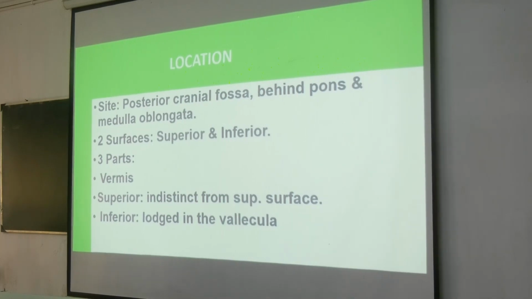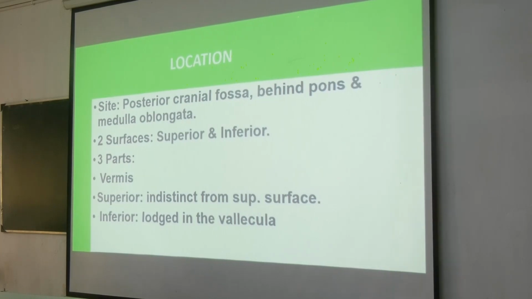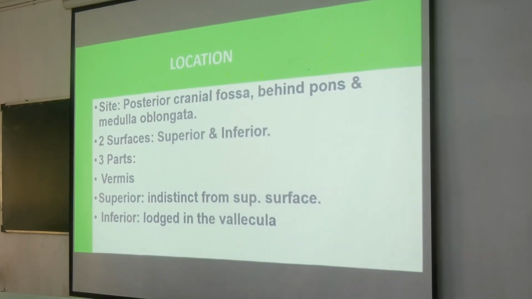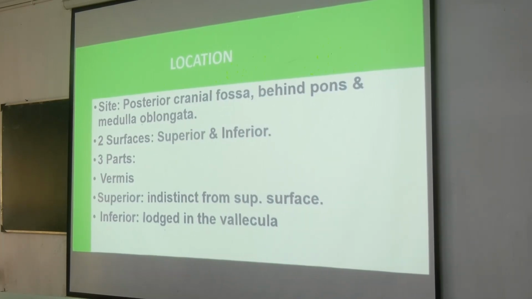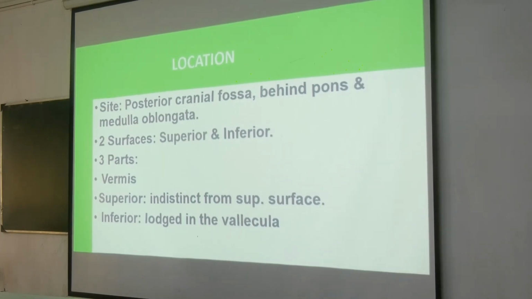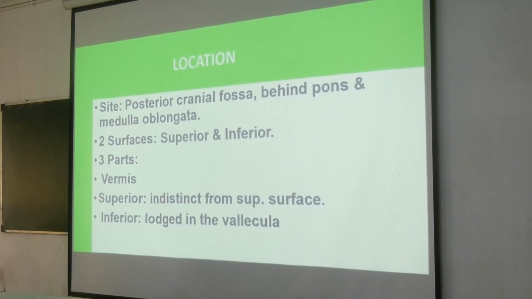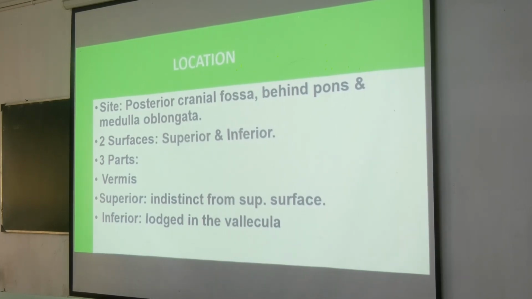It has two surfaces, superior and inferior, with three parts connected by the vermis. Superiorly it is indistinct from the superior surface; the inferior surface is lodged in the vallecula. Which one is the vallecula? Not the vallecula of the oral cavity; this is a separate vallecula. If you trace the vermis downwards, you will see a depression. In the cerebellum, this is known as the vallecula.